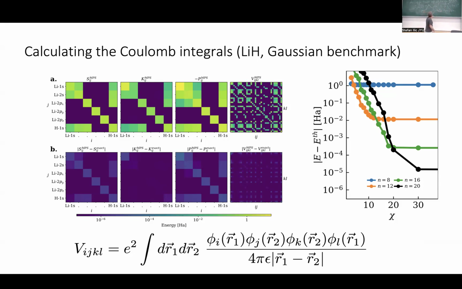Imagine what V alpha beta gamma delta is. It's integral dr in 3D, integral dr prime. Then you have the product of 4 of these orbitals, at position r, position r prime. Half of them are complex conjugated, and divided by the norm of r minus r prime, times e square over 4 pi epsilon naught. So we call them Coulomb integrals.